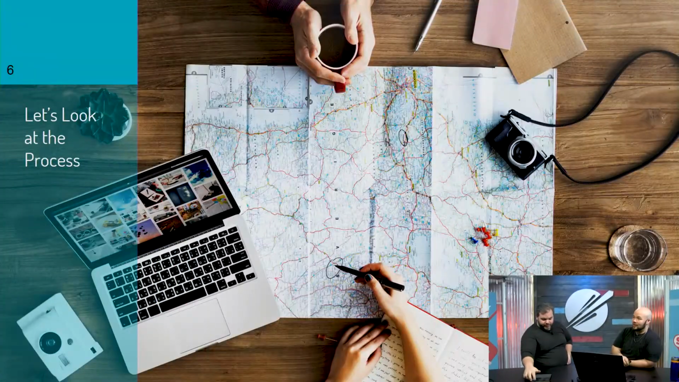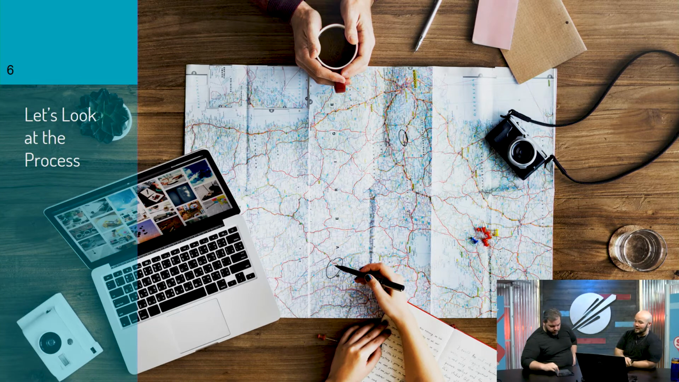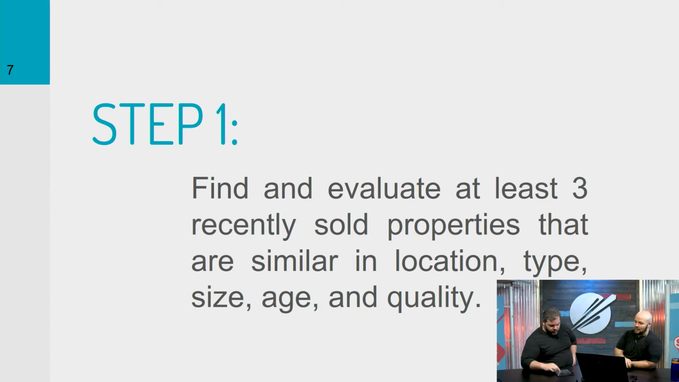So let's take a look at the process real fast. Looking in at this process, we're going to have what I'm going to consider step one. And that is you're going to need to find and evaluate at least 3 recently sold properties that are similar in location, type, size, age, and quality. Now you say at least 3.